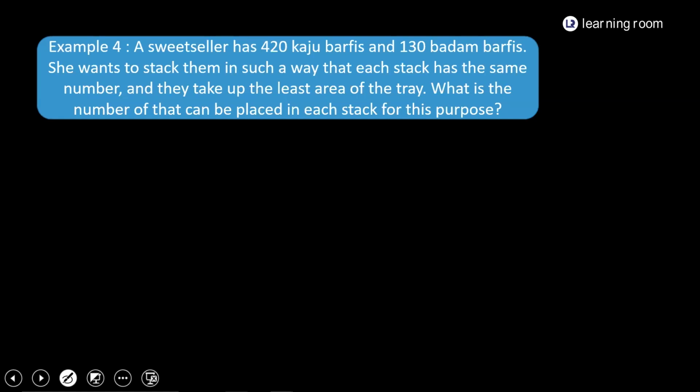So yesterday we solved this question, no? What we need to find here is the HCF of 420 and 130. Can you do it again? Do it again and show it to me, all of you. HCF of 420 comma 130.